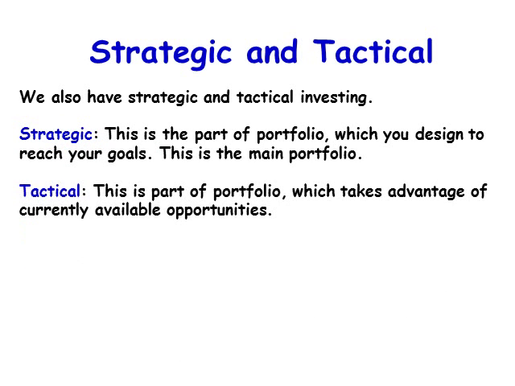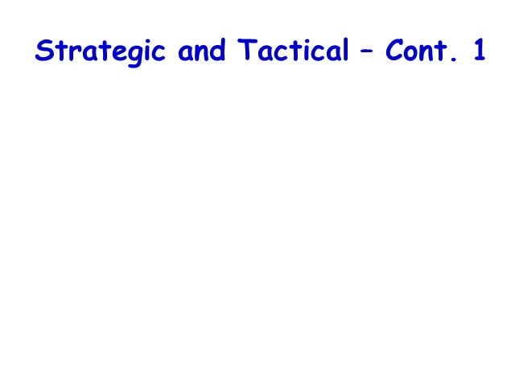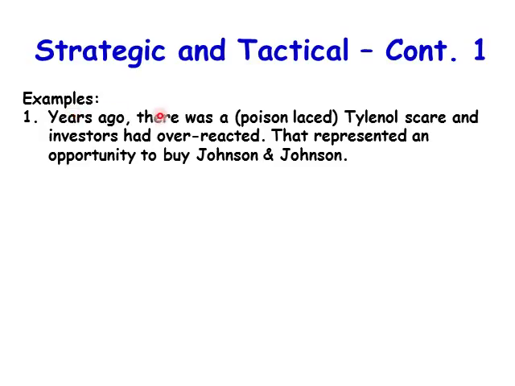Tactical is the part of the portfolio which takes advantage of currently available opportunities. This is the opportunistic portfolio, and the other is the main portfolio, the strategic portfolio. An example would be, years ago there was a poison-laced Tylenol scare, and investors had overreacted. That represented an opportunity to buy Johnson & Johnson.